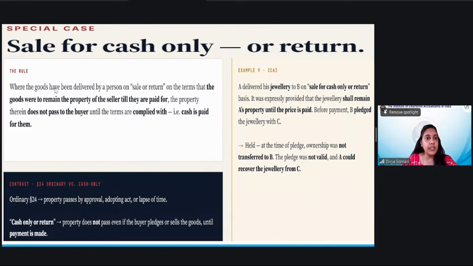Where the goods have been delivered by a person on sale or return, on the terms that the goods were to remain the property of the seller till they are paid for, the property therein does not pass to the buyer.